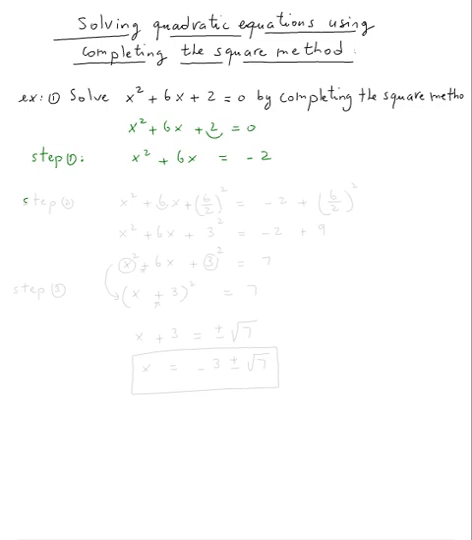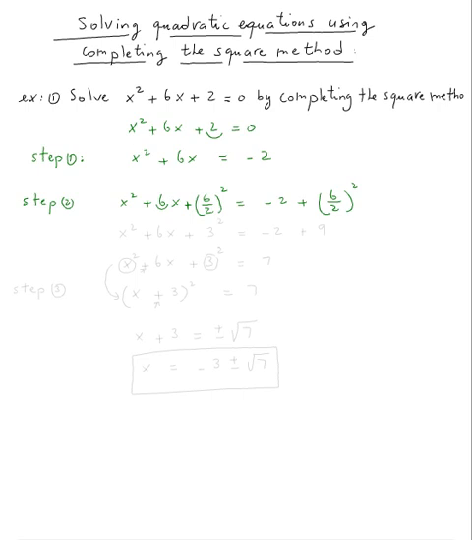Now step 2. Let me write the problem. x squared plus 6x is equal to negative 2. Always take the coefficient of x, ignore the plus or minus sign, divide it by 2, square it, and add it to both sides of the equation. Always. You always divide by 2, and you square it and you add it to both sides.